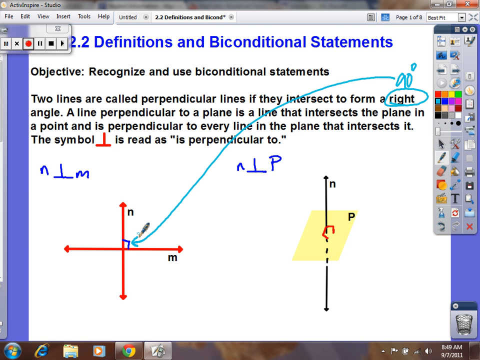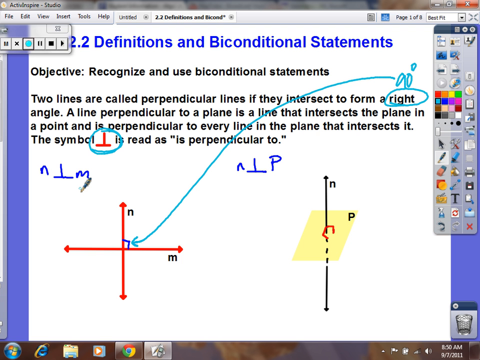So if line N and line M intersect, and they've got this little mark, that means that's a 90 degree angle. That means they are perpendicular to each other. This is the shorthand you need to know. Everybody circle this. That symbol from now on means perpendicular. You read it as "is perpendicular to." So that little symbol takes three words. Line N is perpendicular to line M.